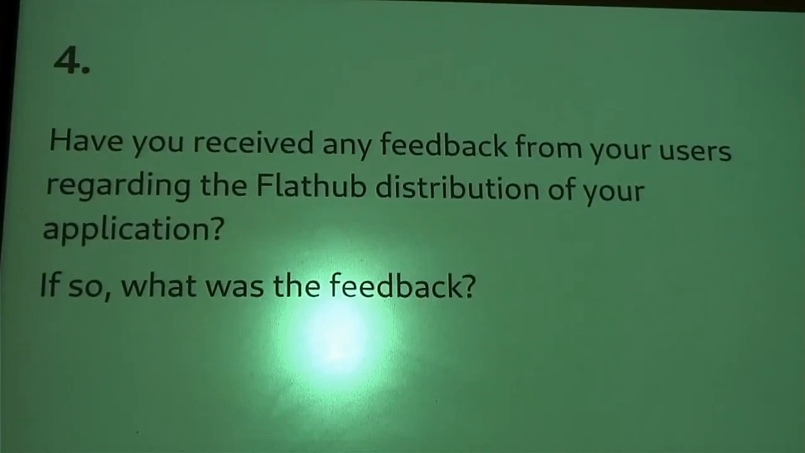Okay, so have you received any feedback from users regarding the Flathub distribution of your application? And if so, what was the feedback? Yeah, one feedback was that Flathub is crashing, and it was obviously some problem with distribution. And the second feedback was actually a feature request: I restricted the application to access just the home folder, and users expect to access network storage from the application. I'm still not sure what to set correctly, so maybe I will look into it after the talk.